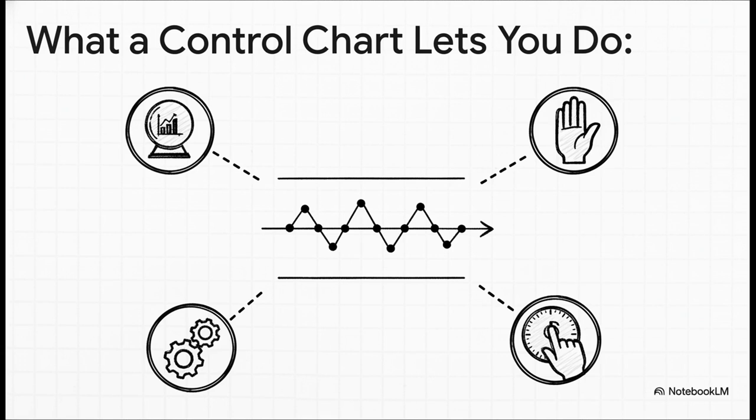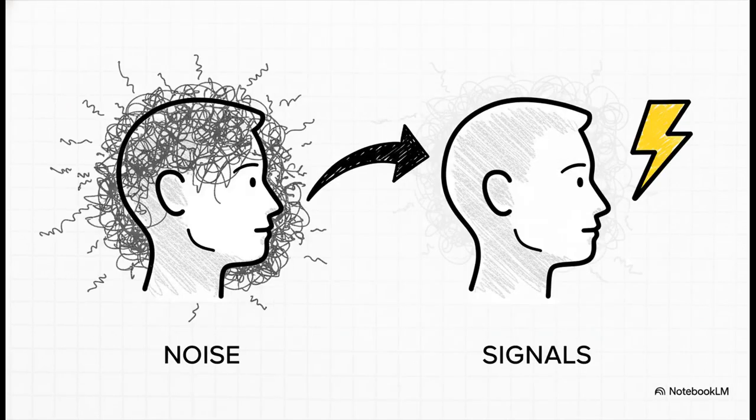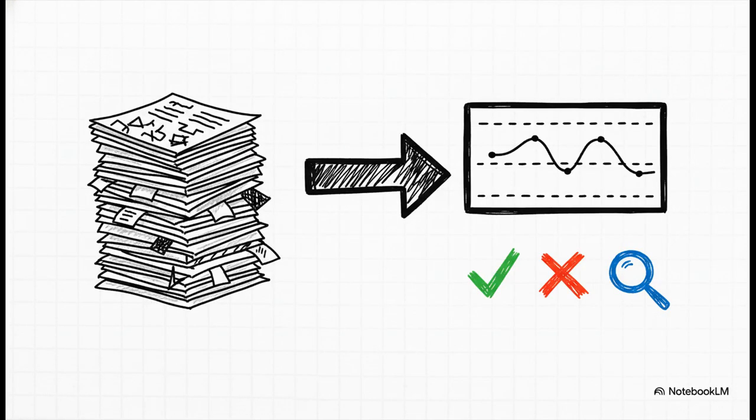So if you only remember one thing from all of this, let it be this. Control charts give you the wisdom to stop overreacting to all the little ups and downs, the noise, and start focusing your energy on the things that actually matter, the signals. It's a tool that takes a confusing, boring table of numbers and turns it into a clear, visual guide for what to do next. It tells you what to investigate, what to improve, and what to just leave alone.